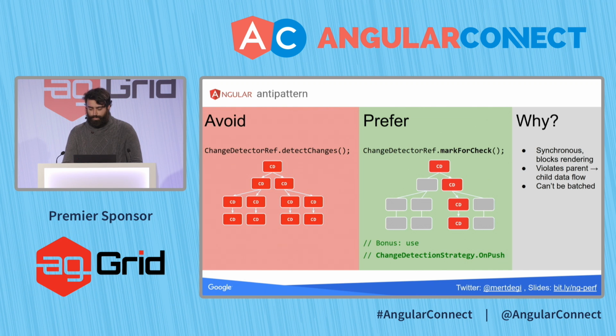And the reason you don't want to use this is because detect changes is synchronous. If you do this in a UI thread, it will block execution until Angular executes change detection on the subtree, and so it will freeze your page. Mark for check, on the other hand, is asynchronous. You can batch it, you can call it 1,000 times, it won't do anything until the browser gets to the next tick. Also, mark for check doesn't violate the parent-child data flow, which Angular sort of assumes. Bonus point, use OnPush. I saw in one talk yesterday, this was mentioned already. OnPush is good for fewer change detection cycles.